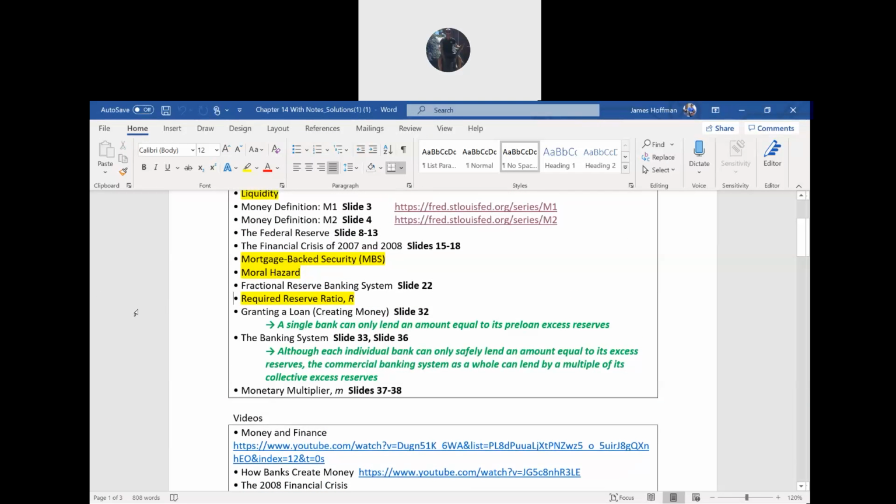Okay, let's talk about the required reserve ratio, which I defined down here. And that's going to lead us to the money multiplier and how you can create money through lending.